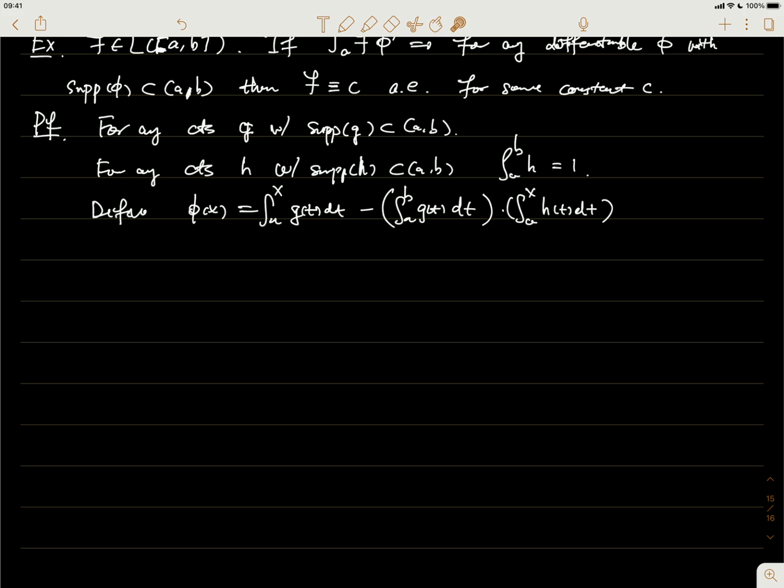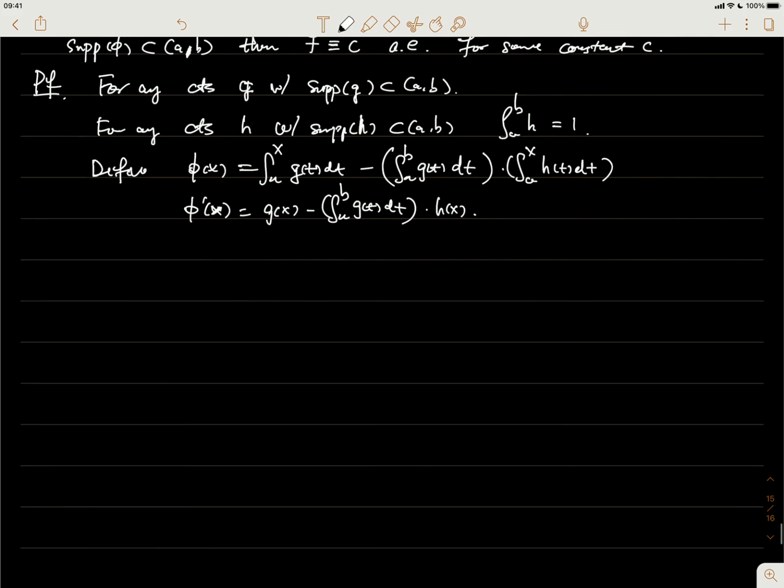And apparently it's a continuous function, and it's also differentiable because g and h are continuous functions. The indefinite integrals of continuous functions are differentiable, and the derivative will be just equal to g and h respectively. So this is the fundamental theorem of calculus. And now we know that phi prime is just equal to g(x) minus the constant that doesn't change, still the same constant, times h(x).